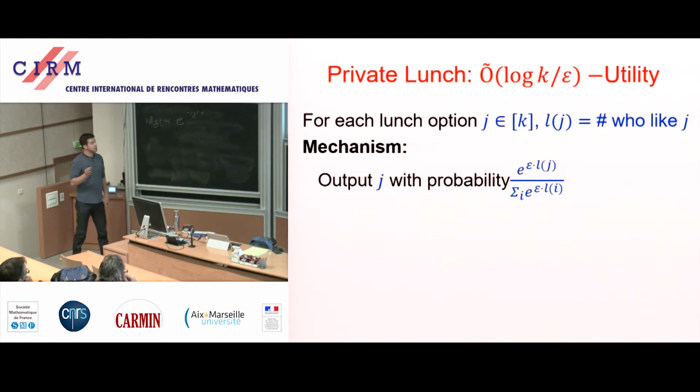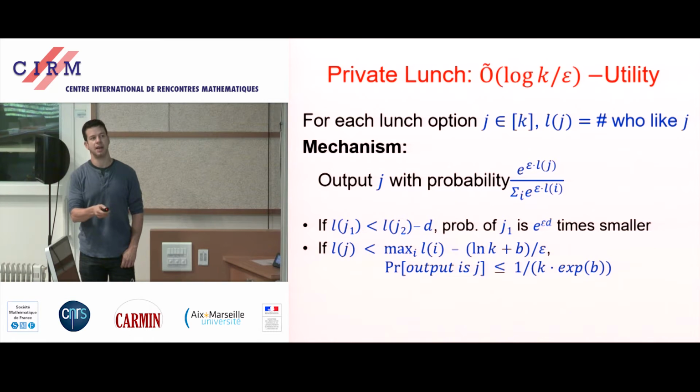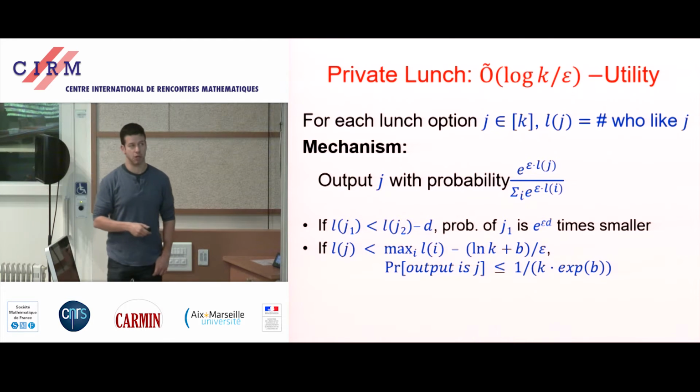I claim that it's also not such a bad algorithm for choosing how to have lunch, because we have this exponential decrease in the probability when many people don't like a lunch option. So in particular, if a lot more people like option J2 than the number of people who like option J1, the probability of J1 is e to the epsilon d times smaller than that of J2. Okay, so the probability will be much, much smaller.